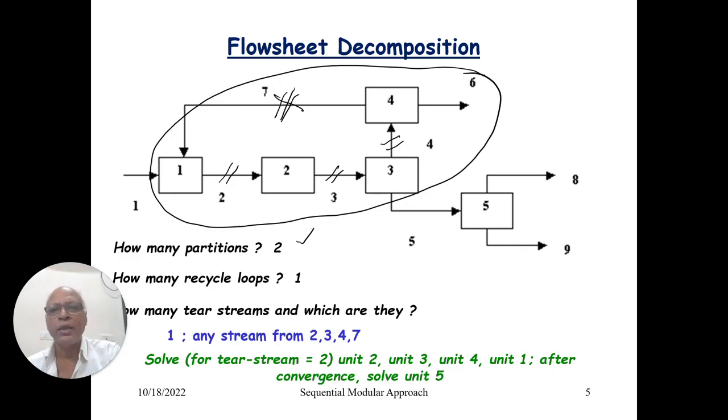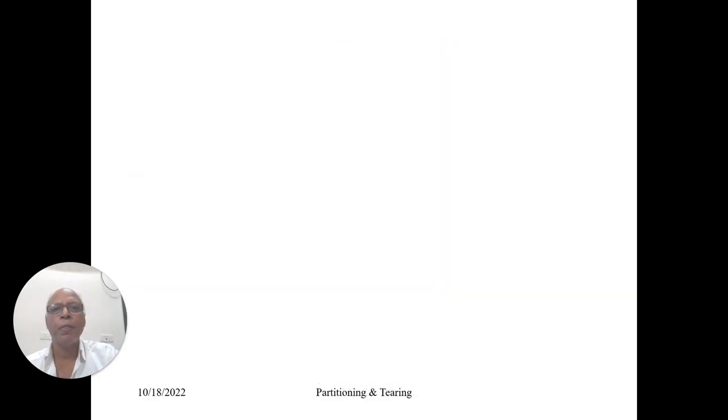If you take 7 as the tail stream, the computational sequence is unit 1, unit 2, unit 3, unit 4. If you take 2 as the tail stream, unit 2, unit 3, unit 4, unit 1. So, it is essential for you to identify the tail stream in order to decide the computational sequence.